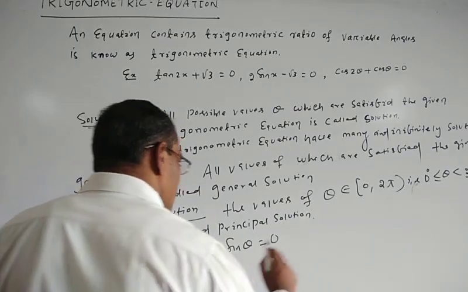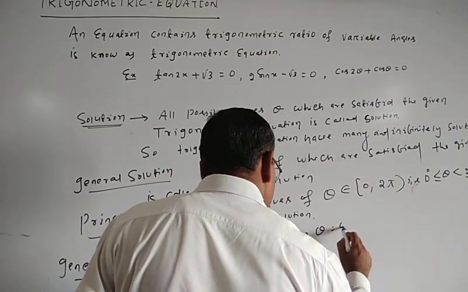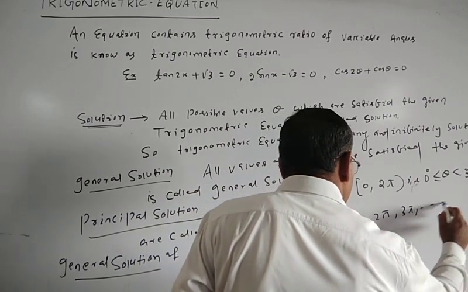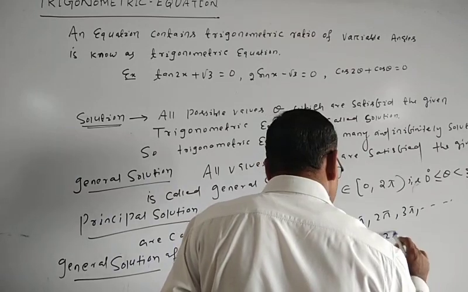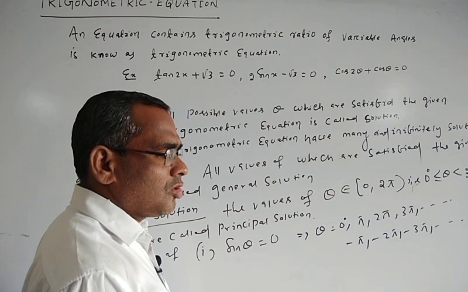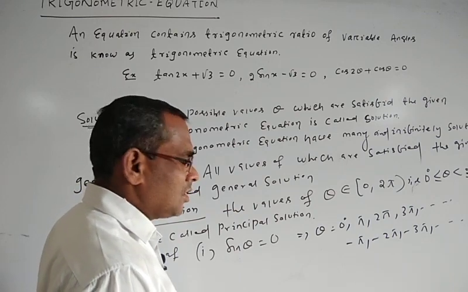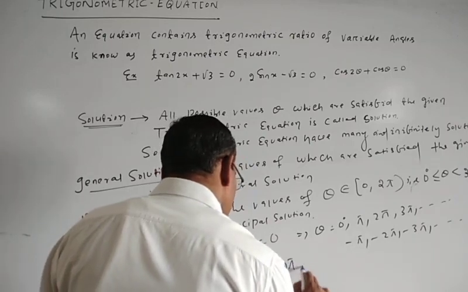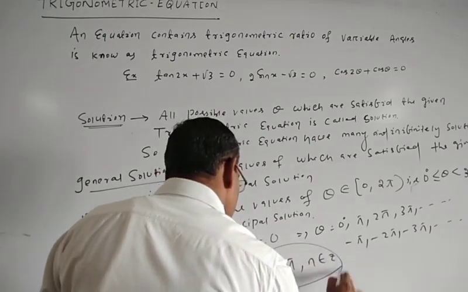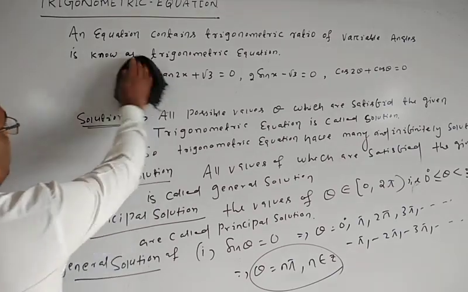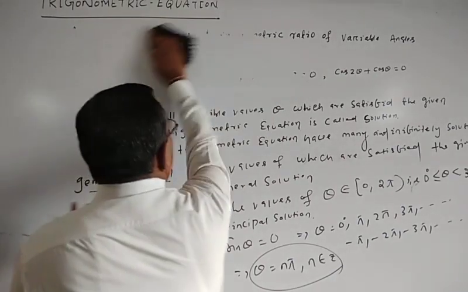So sin theta is equal to 0 means theta is equal to 0, pi, 2 pi, 3 pi, and so on, or minus pi, minus 2 pi, minus 3 pi, and so on, because sin of minus pi is equal to minus sin pi. So sin pi is equal to 0 means minus 0 is also 0. So that implies theta is equal to n pi, where n belongs to the set Z. So the general solution of sin theta is equal to 0 is theta is equal to n pi. Okay. Next we go to cos theta is equal to 0.